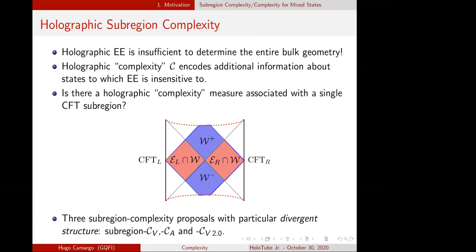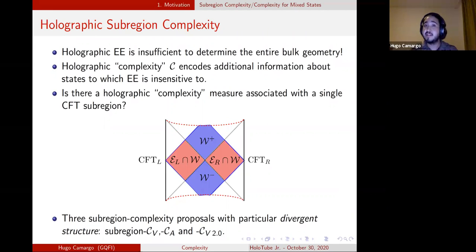Now, what was realized in the last 10 years or so is that holographic entanglement entropy is not sufficient to determine the entire bulk geometry, in the sense that it doesn't contain all the information that you would like about a holographic state. There were some observations that showed that certain codimension 0 and codimension 1 boundary anchored surfaces capture more information than what entanglement entropy is able to capture via these minimal area codimension 2 surfaces. And it was proposed that the quantity that captures this additional information is complexity. This quantity should capture information which is not captured by entanglement entropy.